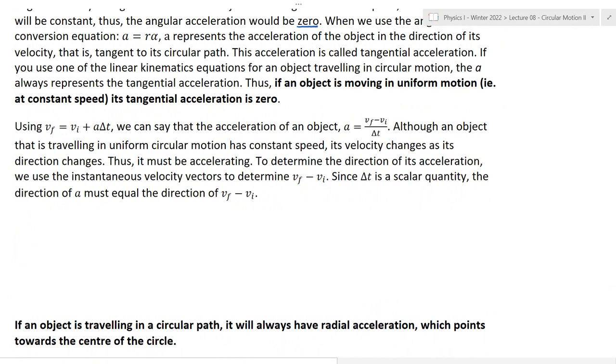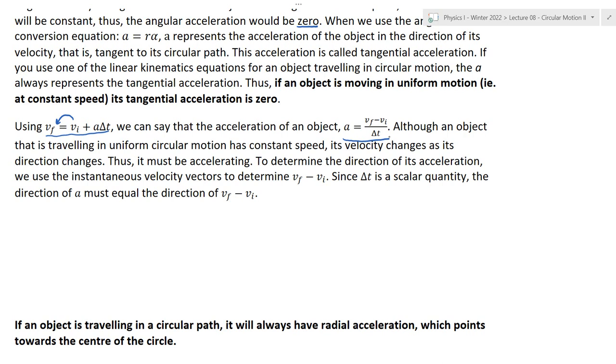Using this equation, V final equals V initial plus A delta t, we can say that the acceleration of an object, if we rearrange and solve for A, bringing the V initial to the other side of the equation and dividing both sides by delta t, is A equals V final minus V initial over delta t. Although an object that is traveling in uniform circular motion has a constant speed, okay, so uniform circular motion means the speed is constant.